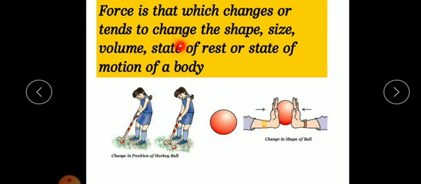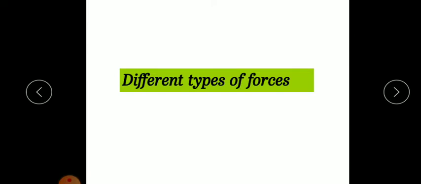You can see this definition is given in your textbook page number 91. So underline these sentences. Okay. So a force can change the size, shape, volume, as well as it can change the state of rest as well as state of motion of an object. Then different types of forces.